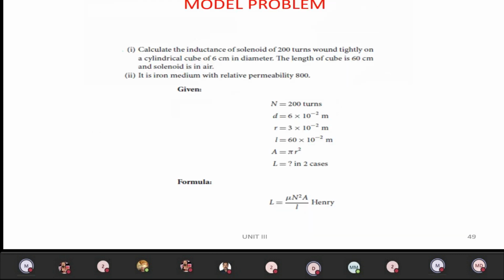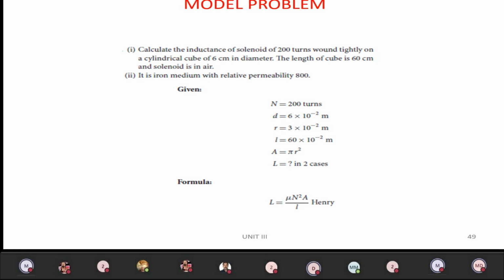So we are seeing model problems related to inductance, where they are given a solenoid of 200 turns, a cylindrical tube of 6 centimeter diameter. Length is also given. Permeability is given as 800. All this data is there. Straightforward problem. L equals mu n square A by l. Mu value, A value, l value, all the things are given there.